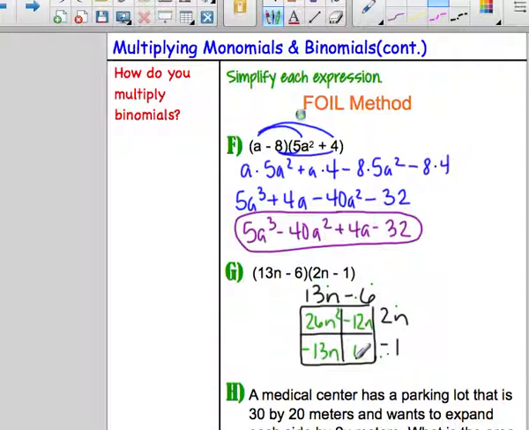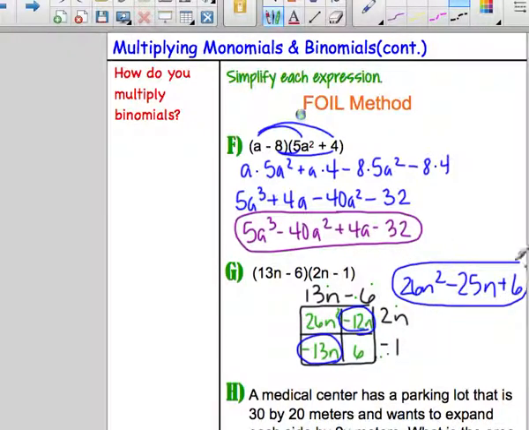So now I have all my terms that are going to go into the final answer. I just need to put them together in standard form. So I get 26n squared, and then I have a minus 12n and a minus 13n. If I add those together, I get minus 25n. And I'm combining it now for space purposes, and then I have a plus 6, which is my final answer.